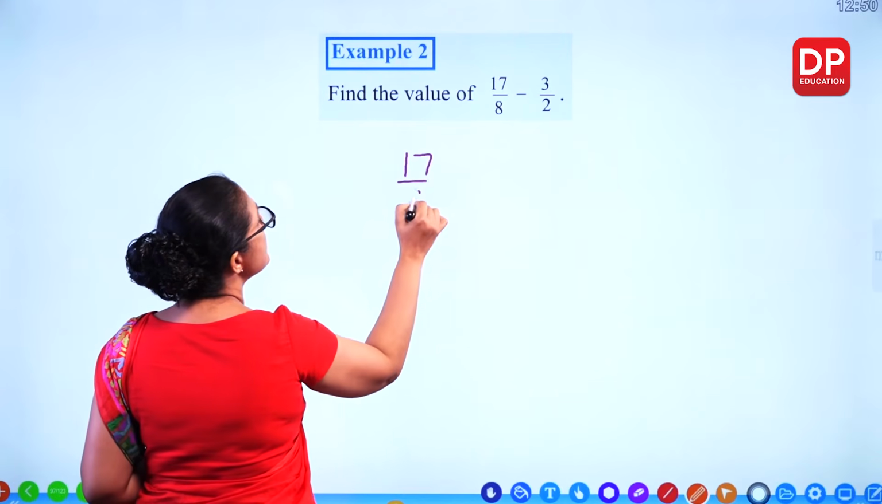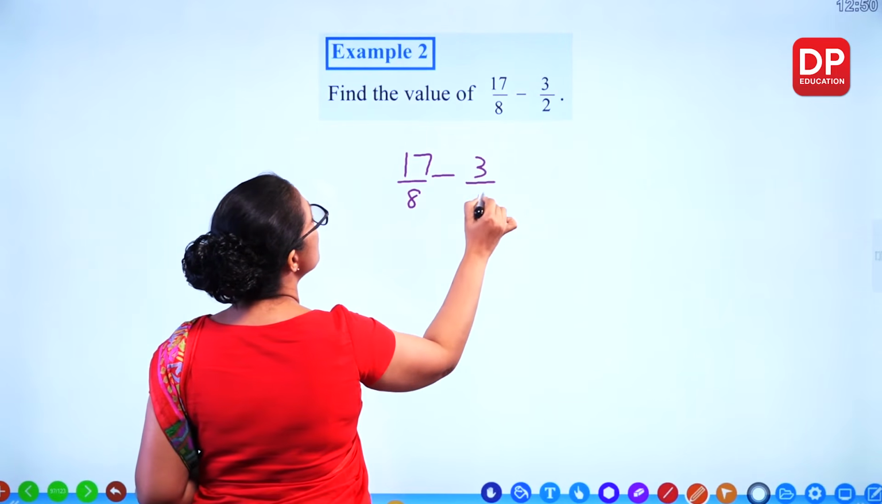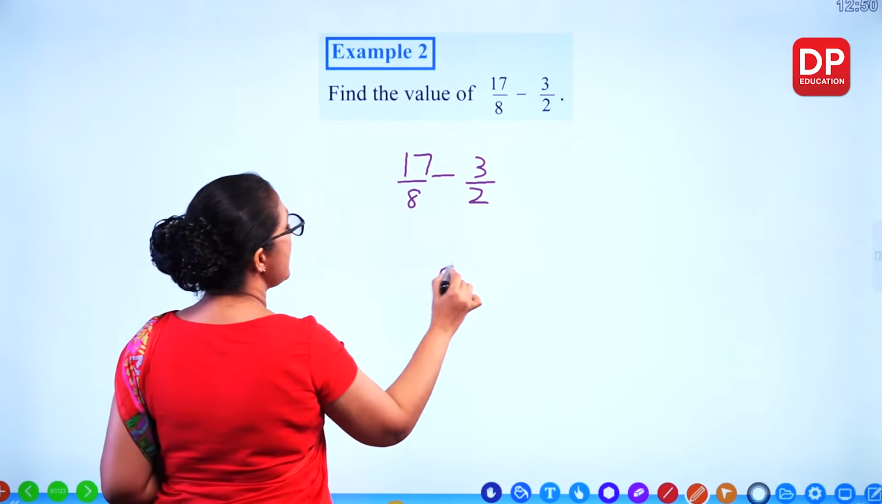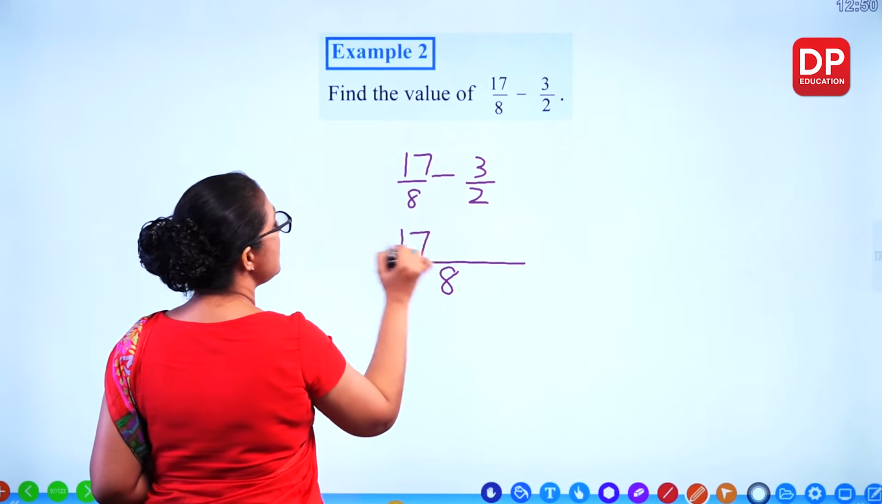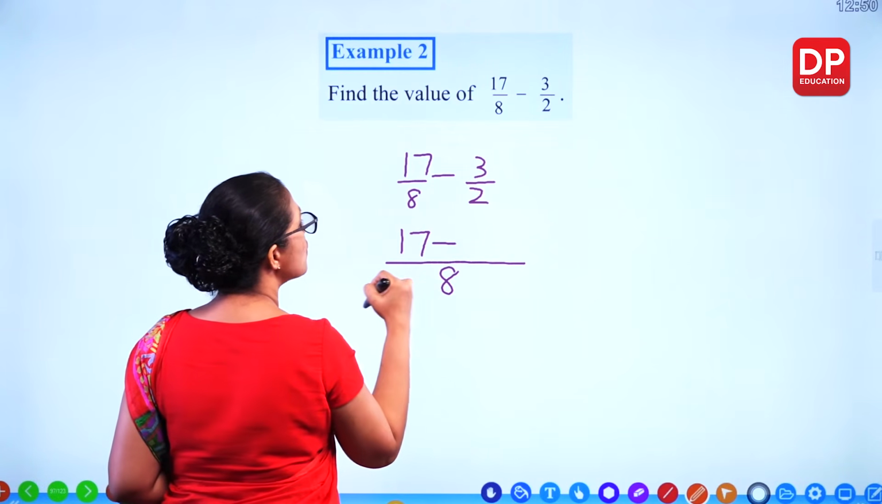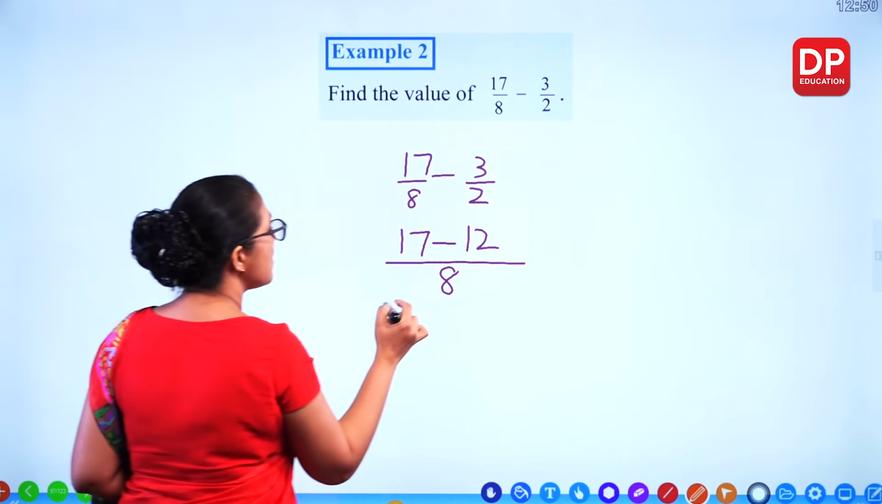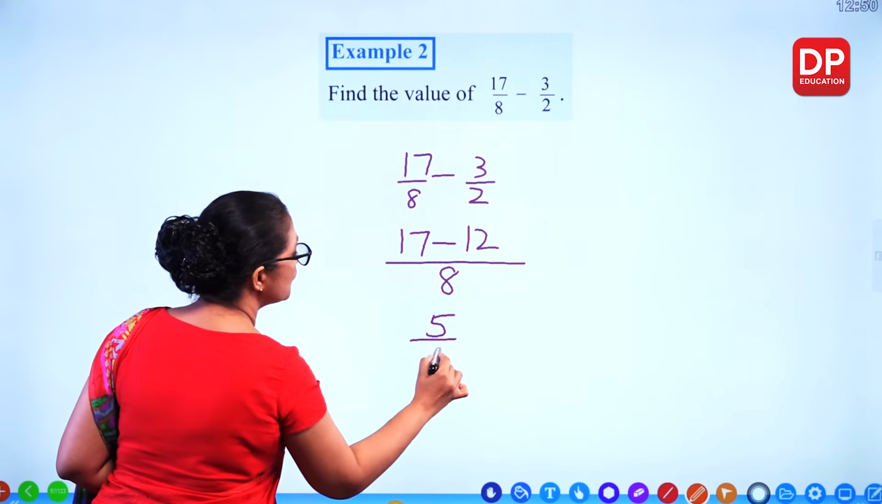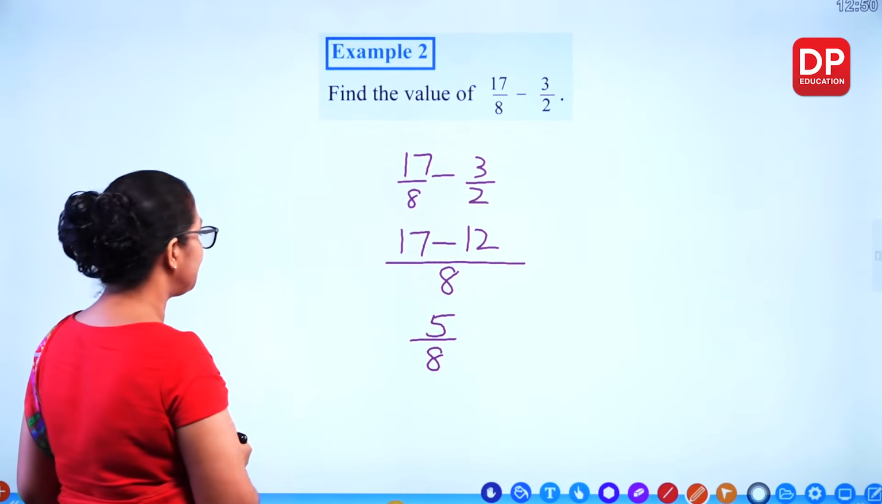17 over 8 minus 3 over 2. What's the common denominator of 8 and 2? That's 8. 17, no need to convert. This one you have to multiply by 4. 4 times 3, 12. 17 minus 12, that's 5. So 5 over 8.